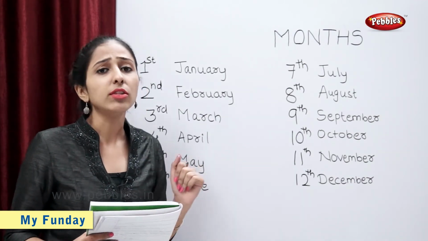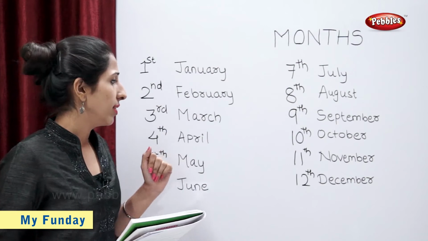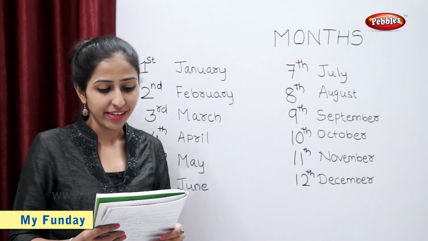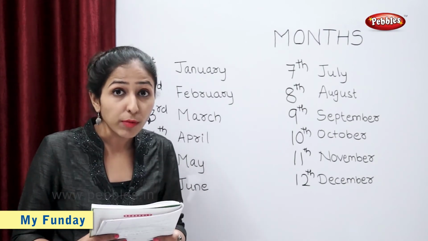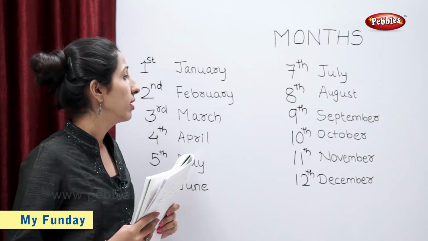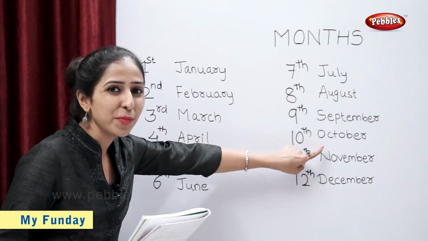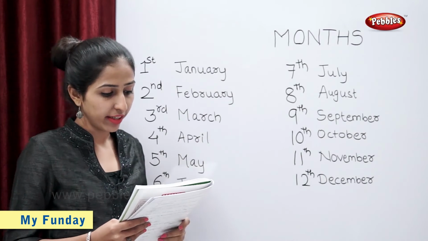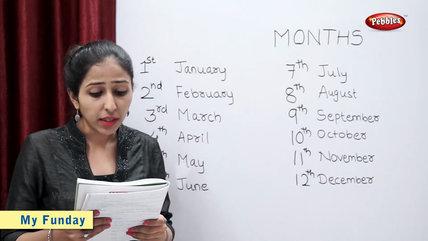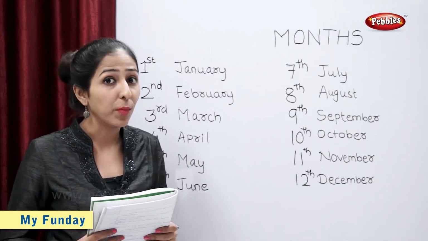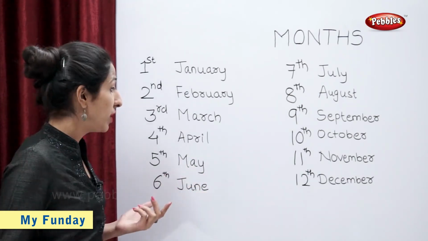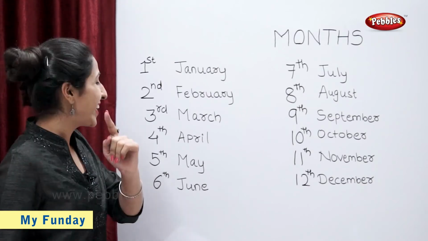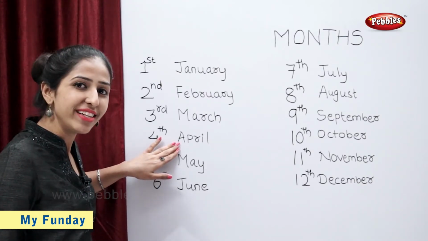Which is the last month of the year? December is the last month of the year. Which is the 10th month of the year? October. October is the 10th month of the year. Which month comes before May? Come on students, tell me, which month comes before May? Correct, that is the month April.